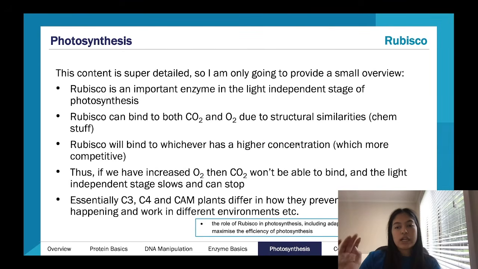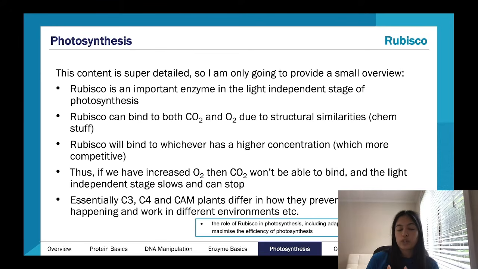Okay. So in terms of Rubisco, just a brief overview. It all comes down to stuff with enzymes. Rubisco is an enzyme, so all the stuff that we talked about before applies here. Its substrate is carbon dioxide. Oxygen looks very similar to carbon dioxide. So Rubisco will obviously work on carbon dioxide, but when carbon dioxide is low, it will bind to oxygen because they look similar.